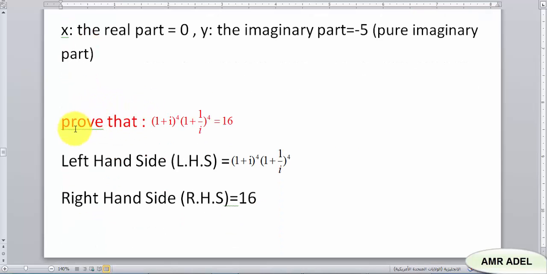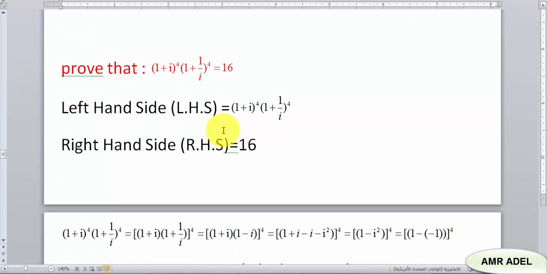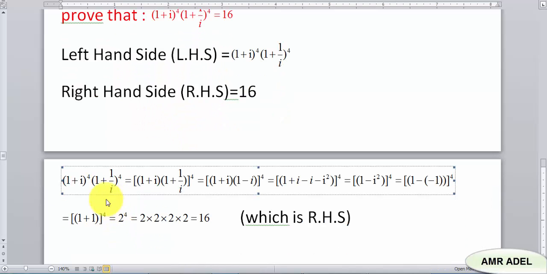Look at this example. Here it says: prove that this part equals this part. At first we have to know that this one is called the left hand side and this one is called the right hand side. If we say prove that, it means you have to take the left hand side and make it simple step by step until you find the result, which is equal to 16 or not. Now we start to take this part and make it simple step by step. We remove this 4 and make one total bracket with power of 4.